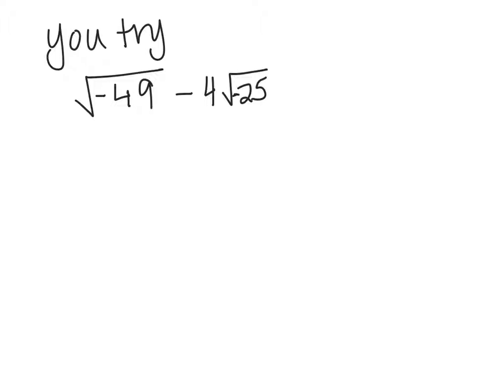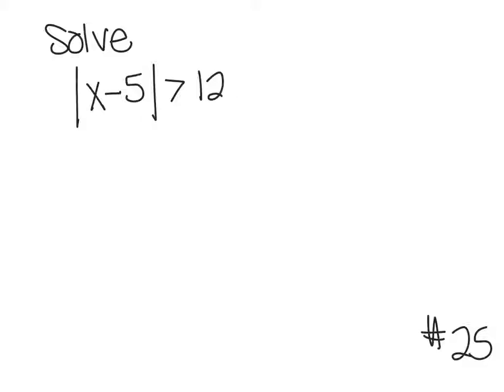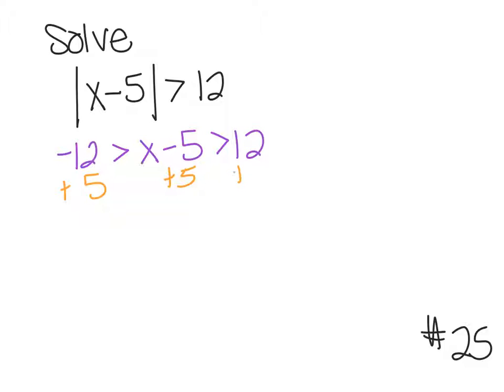You try one. Last problem. We're going to solve this, so we're going to set up a compound inequality. So what I'm going to do is I'm going to take x minus 5 greater than 12 greater than the opposite of 12. Then whatever I do to the middle, I do to both outsides. So I have negative 7 greater than x greater than 17.